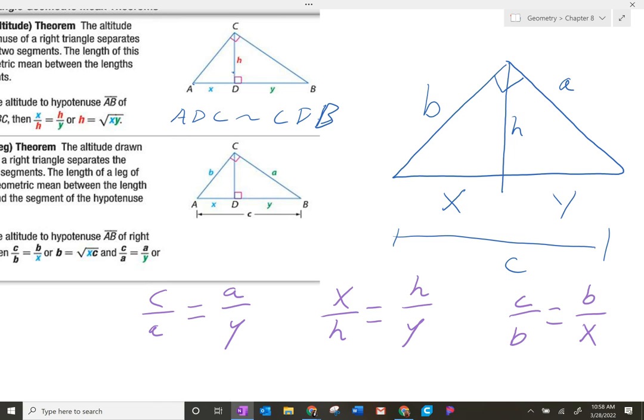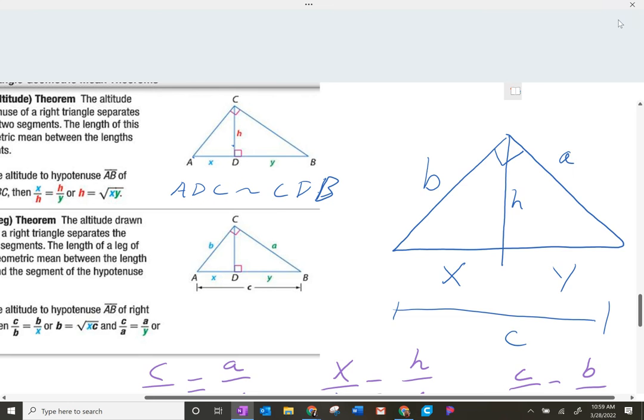So again, understanding how these similarity statements work, and then the geometric mean, those are the two parts that you will need to make the second half of this assignment work. Okay? That's all I had. I just wanted to make sure that I gave you this to write down. And then on Wednesday, we'll go over your tests, and then we will go over the rest of this assignment.